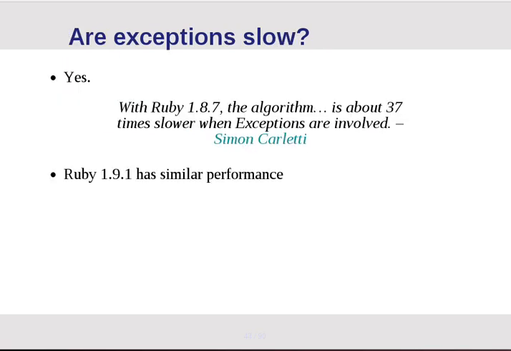The question is often asked, are exceptions slow? Simon Carletti did some research into this, found that the answer is yes. In both 1.8.7 and 1.9.1, an algorithm that used exceptions was about 37 times slower than an algorithm that avoided them. Does this mean you shouldn't use exceptions? No, as we'll talk about a bit more, exceptions should only be used in genuinely exceptional circumstances. So in general, it shouldn't be a problem that exceptions are so slow.